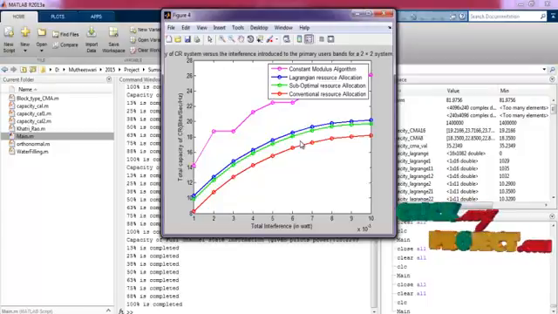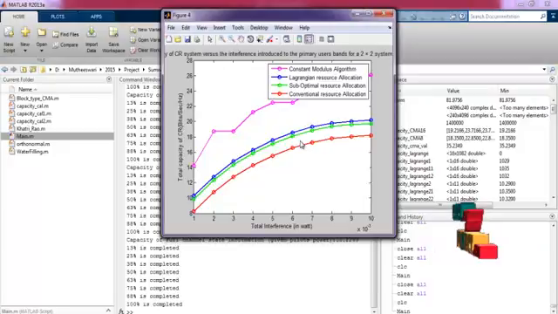Finally, we analyze the capacity maximization algorithm. Thank you.